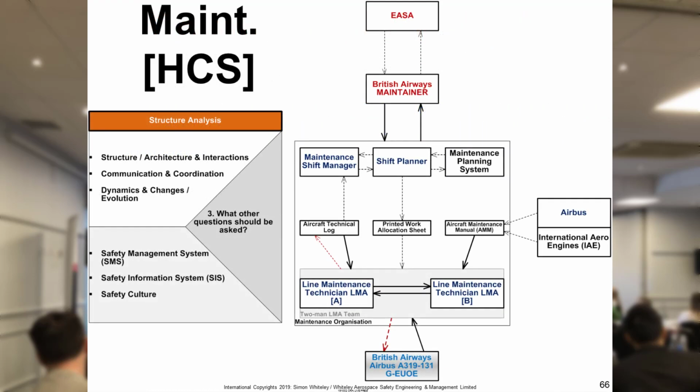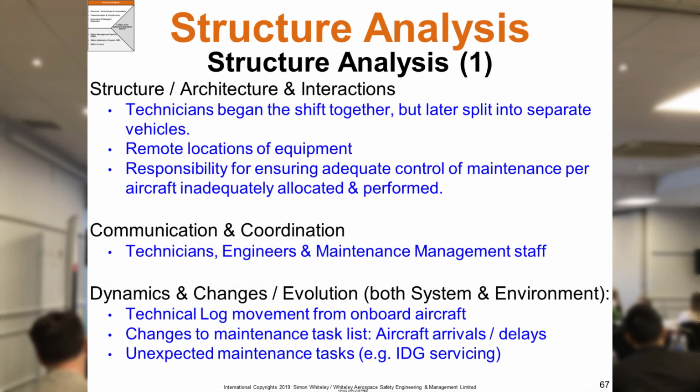So then we do some structural analysis. This is beyond just the components themselves. So we talk about the structure, the architecture and interactions. The technicians began their shift together, but later on in the shift they had to separate into separate vehicles. So when they drove back to the aircraft they thought they were working on, they missed the opportunity to cross-check with each other. The locations of work equipment was very remote from where they were doing the task, and their responsibility for ensuring adequate control of maintenance per aircraft was inadequately allocated and performed. So they were just given a list of aircraft to work on, crack on. They weren't given updates to that list.